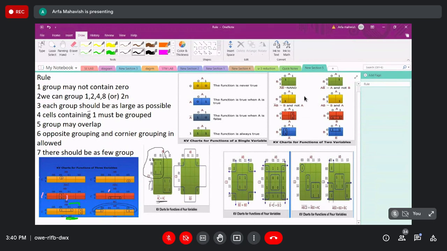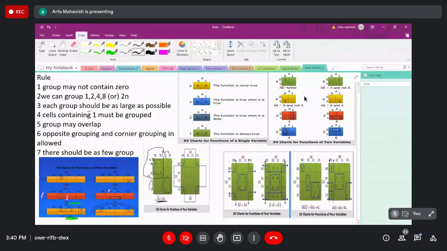Same thing in the c: the input value is 1 and the output value is 1. So you are writing the c over here. Is this clear to you? This way you are getting the expression, and by plus we are combining the expressions.